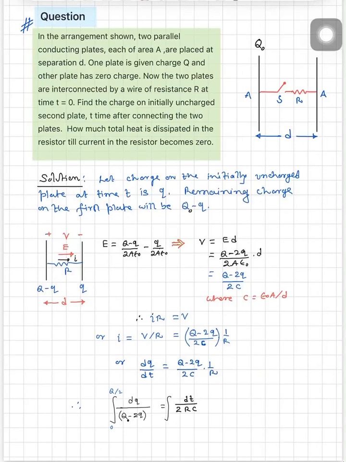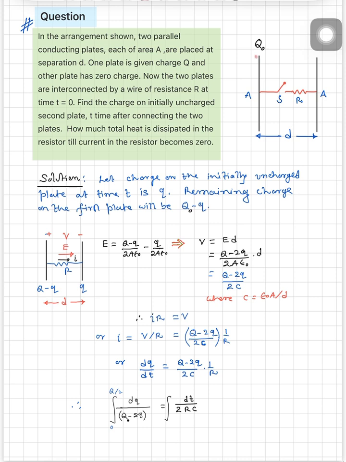This is a good problem for JEE Advanced level. It involves the concept of capacitor, electrostatic energy loss in case there is current flow through a resistor.